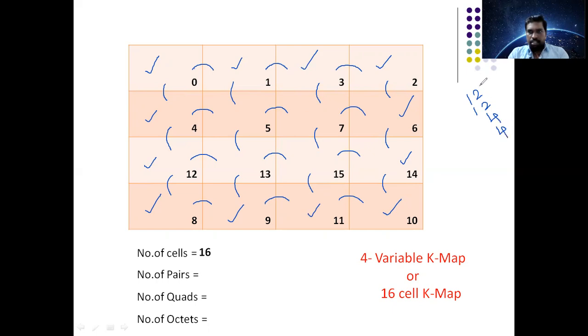These 24 are your internal pairs, and these 8 are your folding property pairs. Add all these, what you will get? 32 you will get. So the total number of pairs that can exist in a 16 cell K-map is 32. Very, very important. 32.